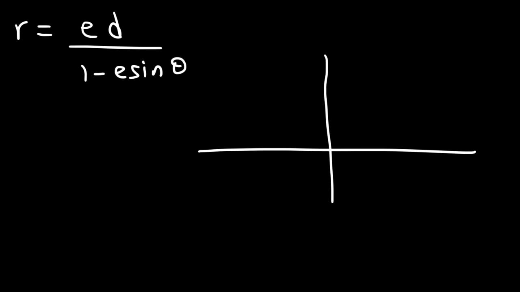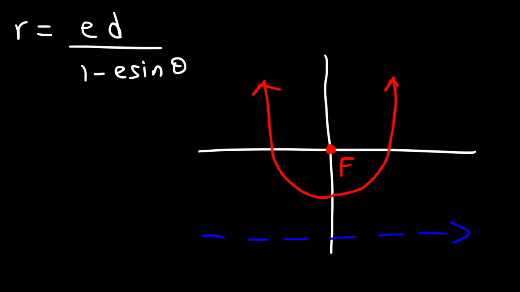Now the next one is r equals ed divided by 1 minus e sine theta. Once again, we're going to place the focus at the origin. But this time, the graph is going to open upward as opposed to downward, and the directrix is going to be below the pole. We still have a horizontal directrix, and so you could say that the directrix is y equals negative d. It's d units below the focus. For the first one, it was y equals positive d, but for this one, it's negative d.